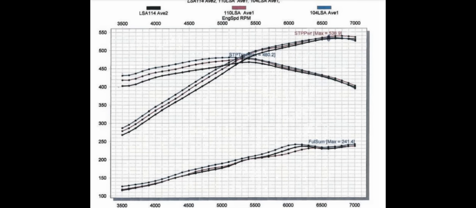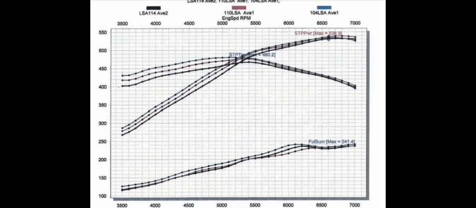So now we're going to move to the 110. The 110 made the second highest low to mid-range torque and horsepower, the second highest peak torque, and the 110 made the most peak horsepower and carried the torque and horsepower longer past peak. Now we're going to move on to the 104 LSA. The 104 made the most low to mid-range torque and horsepower, along with the most peak torque. The 104 also made the second highest horsepower by about 1 horsepower and fell off past peak second.